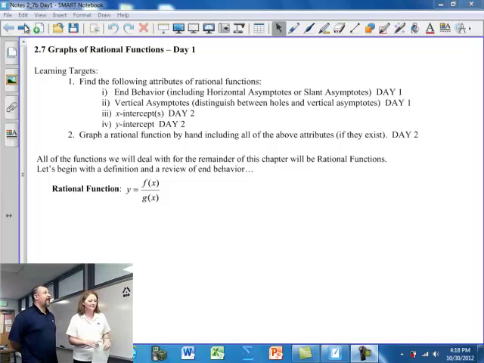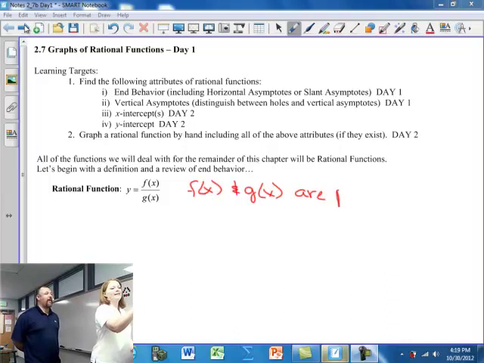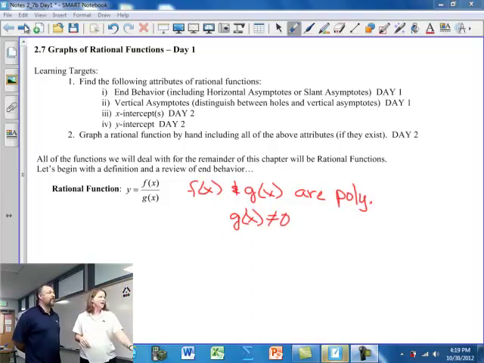What's a rational function, Mr. Leckie? It's a function that makes a fraction out of polynomials. Out of polynomials. So f of x and g of x are polynomials, and g of x cannot be what? It's on the bottom. 0. No dividing by 0. Bad things happen. Black holes. That kind of end of the world as we know it.